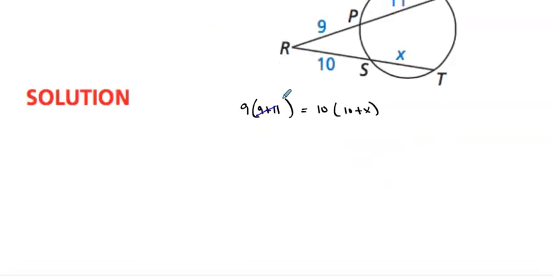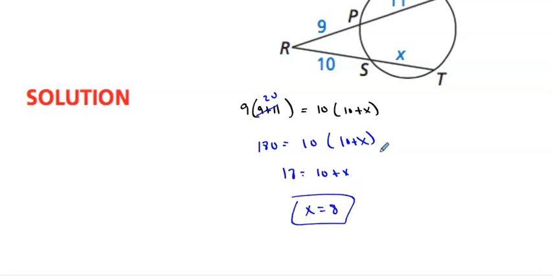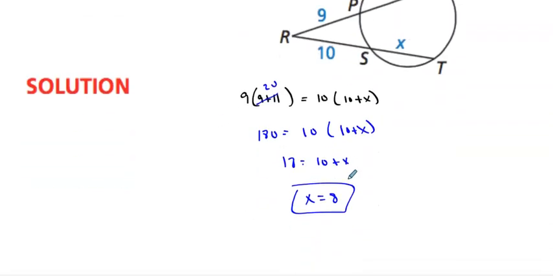Alright, so we have 9 and 11 is 20 most of the time, so we got 180 is equal to 10 times 10 plus x, so how about 18 is equal to 10 plus x, and x is equal to 8. Right, and that's all it's asking for.